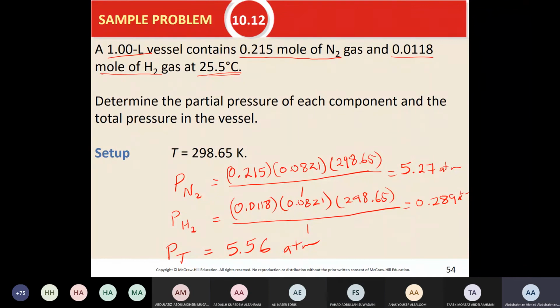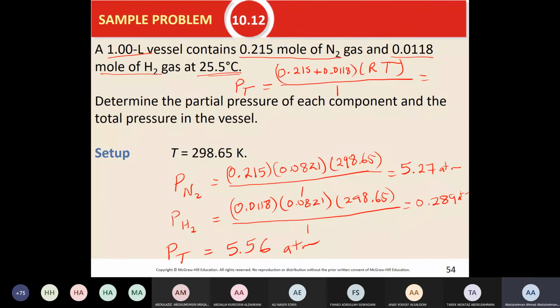Now, I want you to calculate the total pressure from the first time. Can you do it? Yes, add n of N2 and n of H2: 5 plus 0.0118 times RT over V, and you'll get the same answer. Is this clear?